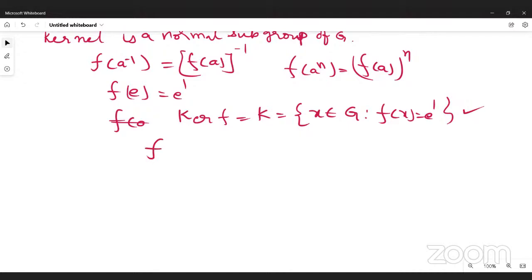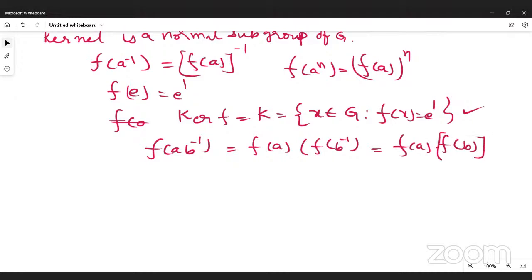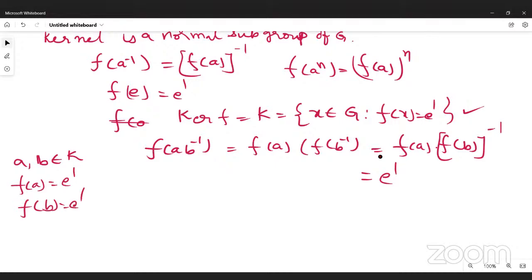Why? Because if you take f of ab inverse, what is f of ab inverse? It is f of a into f of b inverse, which is nothing but f of a into f of b whole inverse. That is f of a is e dash, because whenever a, b belong to K, we have f of a equal to e dash and f of b equal to e dash. So f of ab inverse is e dash.